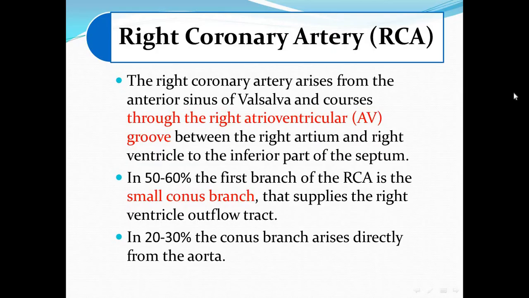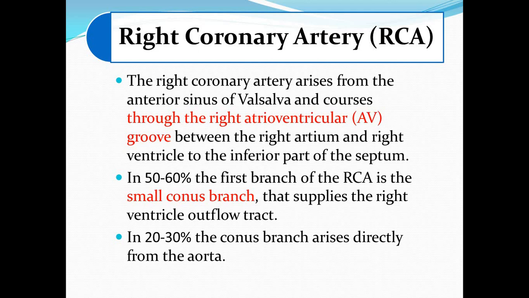We move to the right coronary artery. It arises from the anterior sinus of Valsalva, or the right coronary sinus, through the right atrioventricular valve. So this is almost the opposite of the circumflex, right? The circumflex is in the left atrioventricular groove. This is within the right atrioventricular groove, between the right atrium and right ventricle.